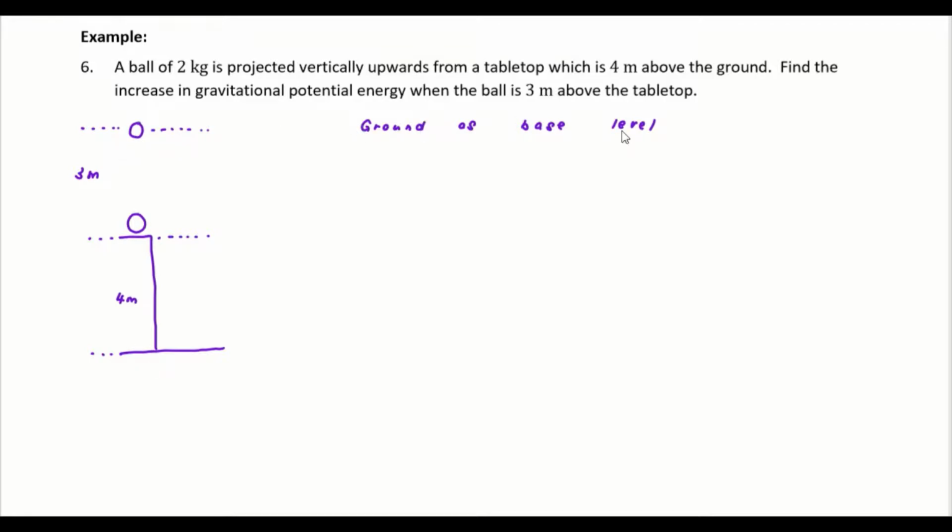So when we use the ground as the base level, our change in the GPE will be, let's use the normal formula, mgh2 minus mgh1. We have 2 kg and g is 10. The final height is 7 meter from the ground, so 7, then minus 2 times 10 times the initial height, which is 4 meter above the ground, so 4. So what we have here is 140 minus 80, and that gives us 60 joules.